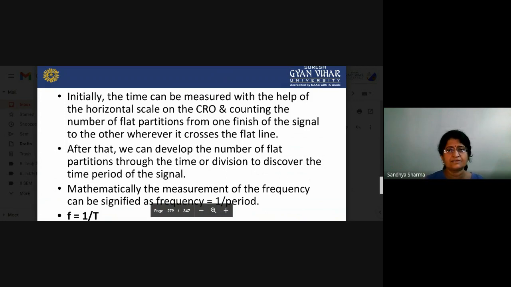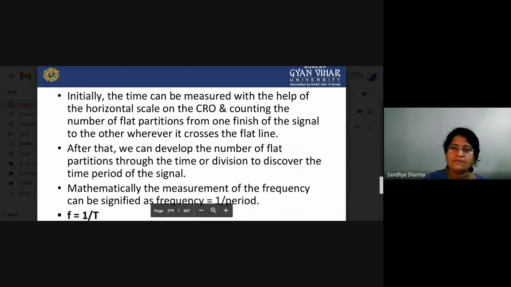There may be small divisions between the square blocks, so the least count is usually 0.2, 0.4, 0.6. So the least count is equal to 0.2. After that, we can multiply the number of flat partitions by the time per division to discover the time period of the signal.